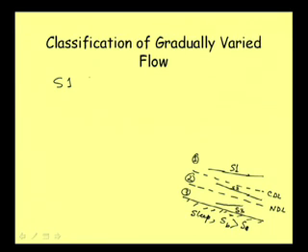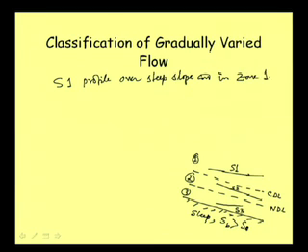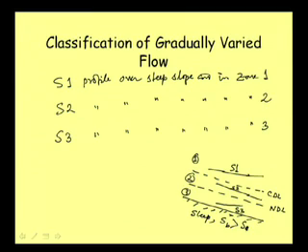So here we get S1, that is a profile over steep slope and in zone 1. S2 is a profile over steep slope again and in zone 2. Then what is S3? That is a profile over steep slope and in zone 3. So that way we can classify the gradually varied flow profile occurring over a steep slope into 3 parts, that is S1, S2 and S3.